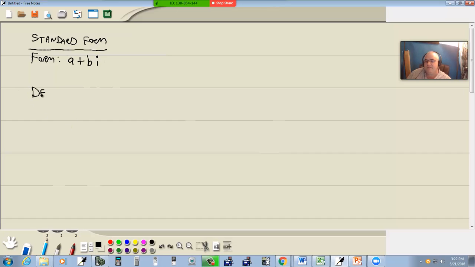Now our definition of i. i comes about if you end up with a square root of -1. It's actually a little bit more than that. Whenever you have a radical with an even index and you got a negative number inside, then you end up with an i. But square root of -1 is equal to i.